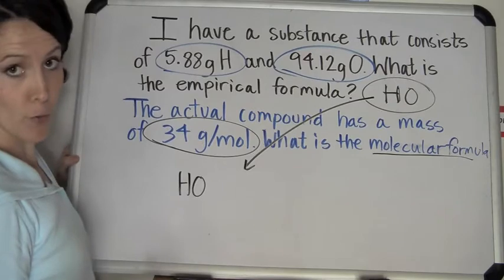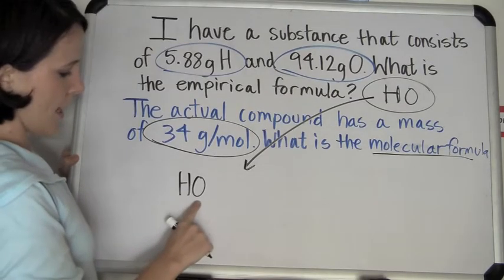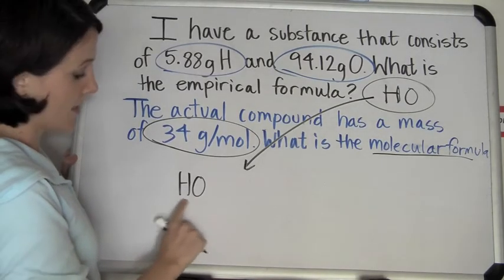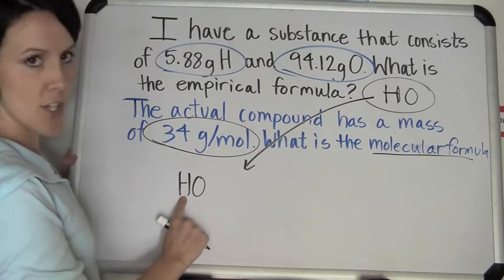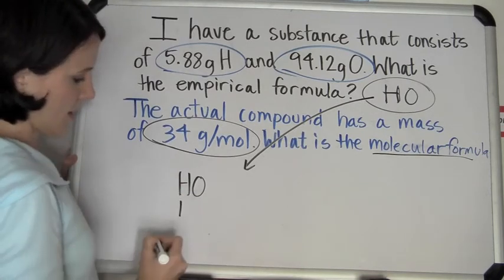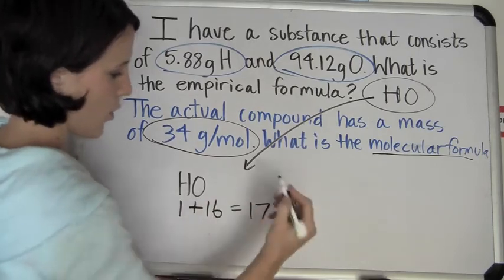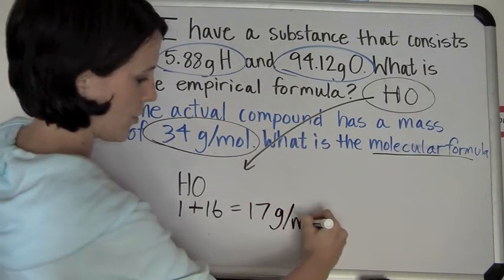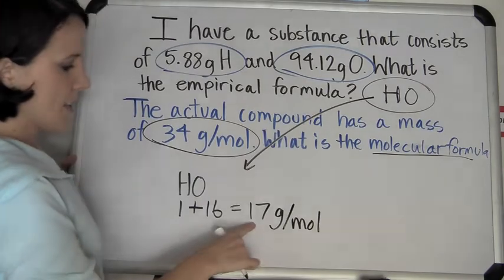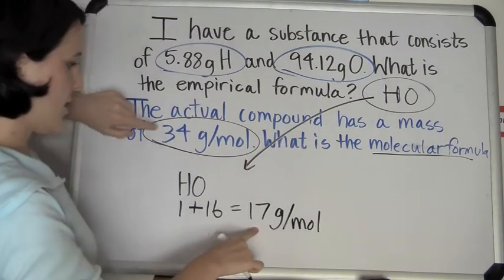So here's my empirical formula. Look at the periodic table and find out what the molar mass of this is. Hydrogen is roughly 1. Oxygen is roughly 16. That's a total of 17 grams per mole. Let's compare this mass to this mass.